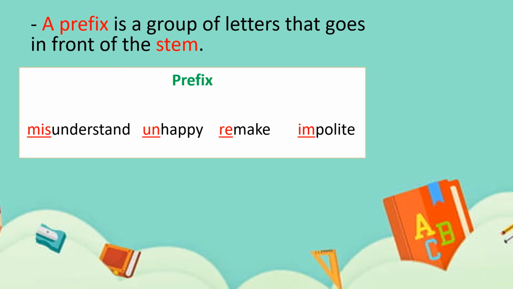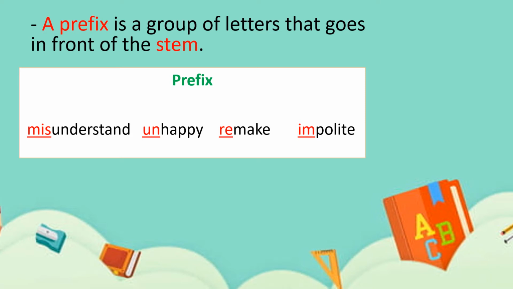Here we have the prefix. A prefix is a group of letters that goes in front of the stem. So if you compare a suffix and a prefix, of course the suffix comes at the end of the stem, and the prefix comes at the beginning or at the front of the stem. The examples of prefixes here are, of course, fewer than those of suffixes.